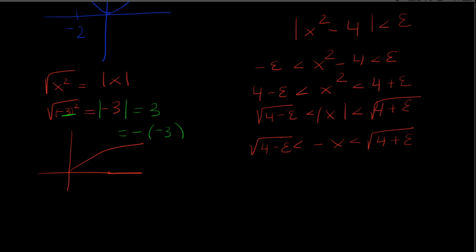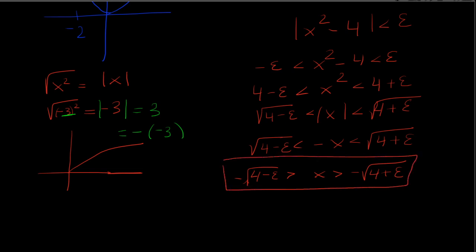Once we're clear on that step, what we can do now is multiply both sides by negative 1. And when we multiply by negative 1, the inequality changes. So we'll have a negative over here. So negative square root 4 minus epsilon, and that changes to a greater than x, and then greater than negative square root 4 plus epsilon. And so we have our first inequality for x.